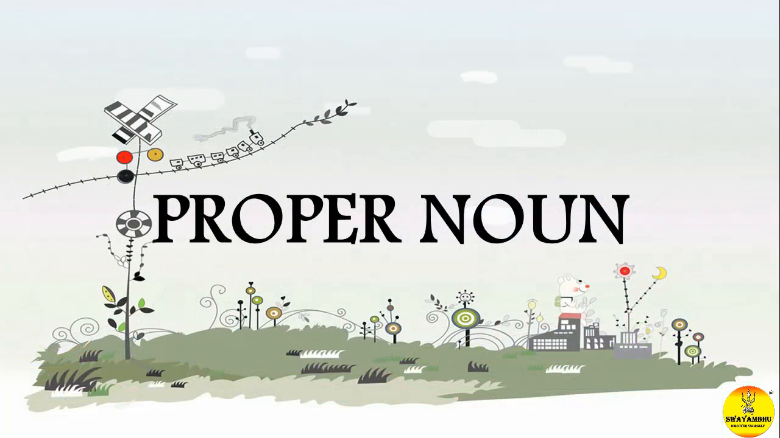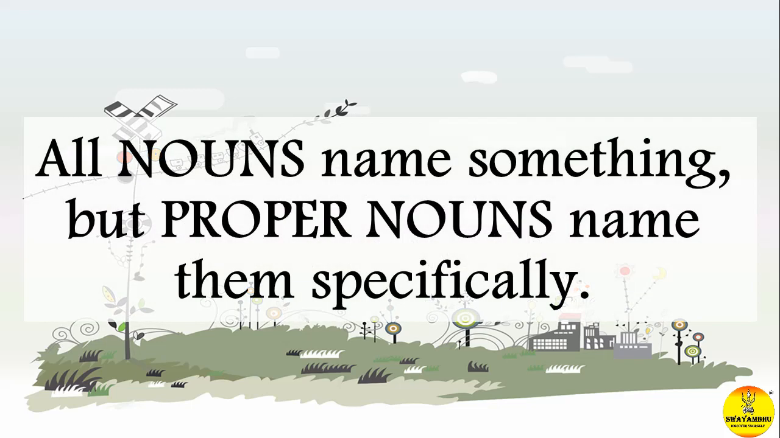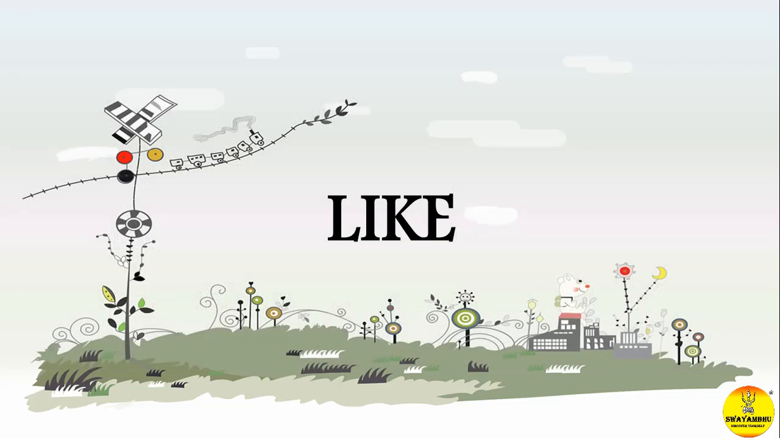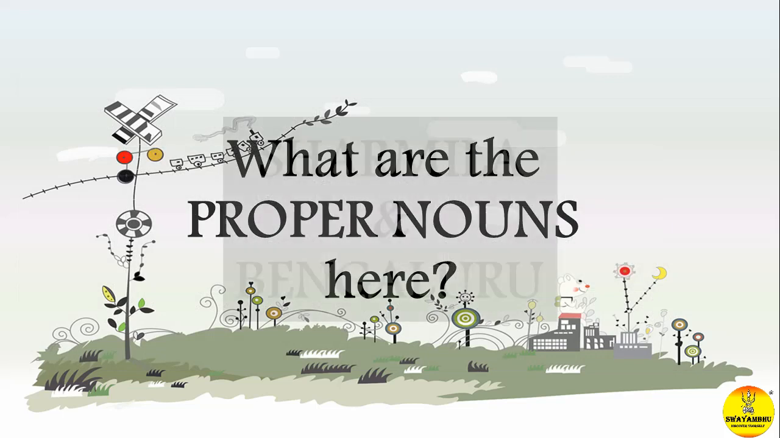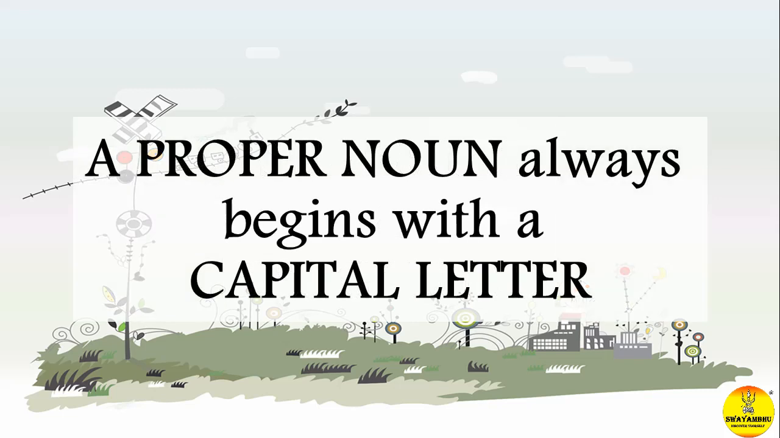Now let's move on to proper noun. What is a proper noun? All nouns name something, but proper nouns name them specifically. A proper noun is the name given to a specific individual or a specific place or a specific thing. Like, my name is Sharmila. I live in Bengaluru. So, what are the proper nouns here? Sharmila and Bengaluru. A proper noun always begins with a capital letter.